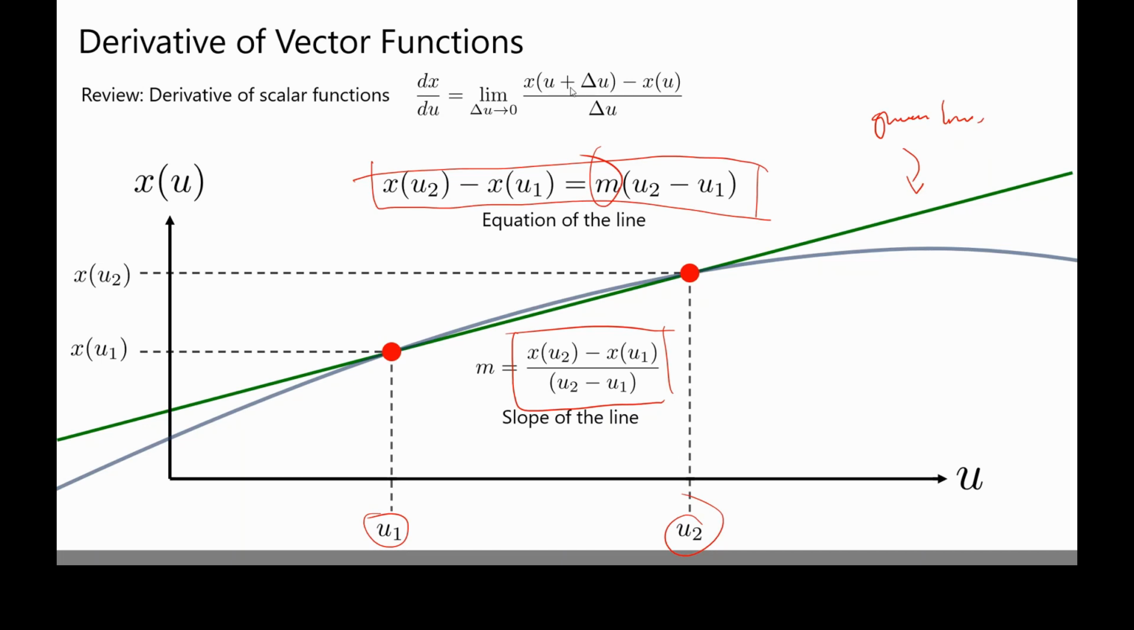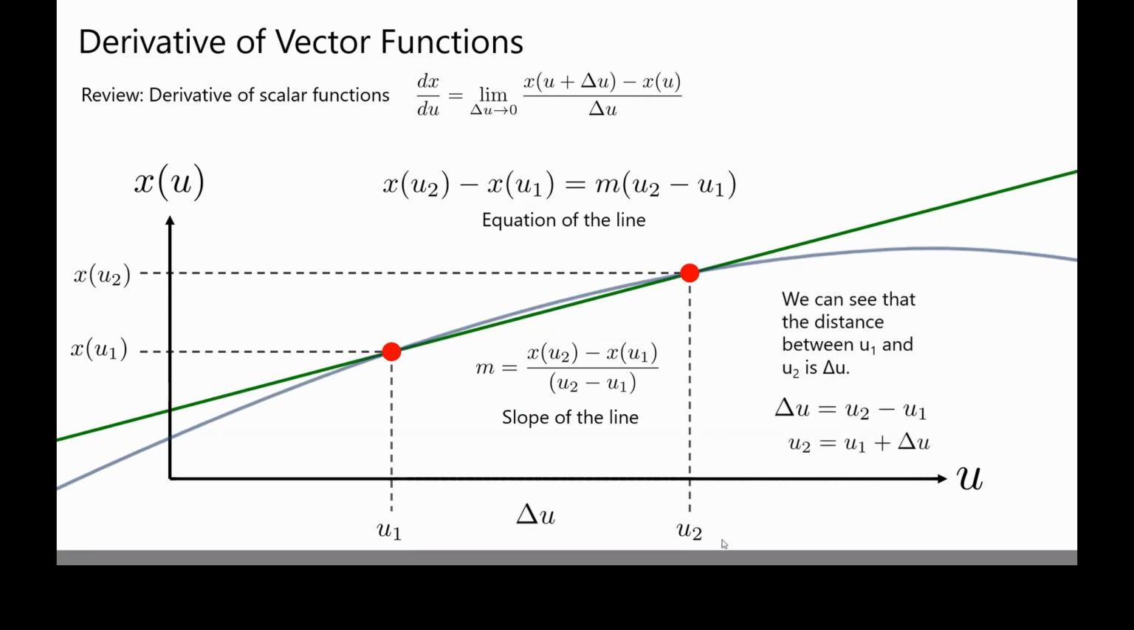Then what we're going to do is to reduce the size or the distance between u1 and u2. So we're going to put u2 further towards u1, so that the difference between u2 and u1 will be close to 0. Again, the distance between u1 and u2 is delta u. So u2 minus u1, you can see that u2 is equal to u1 plus delta u.